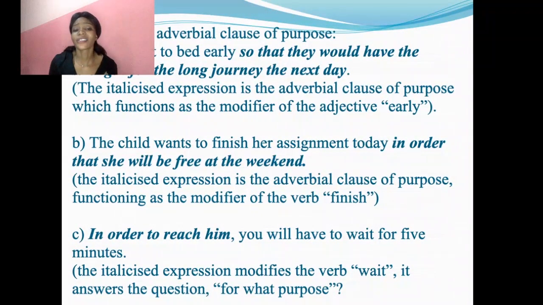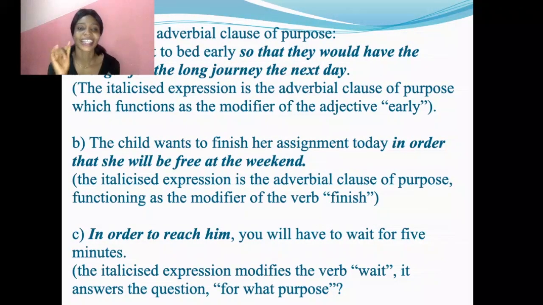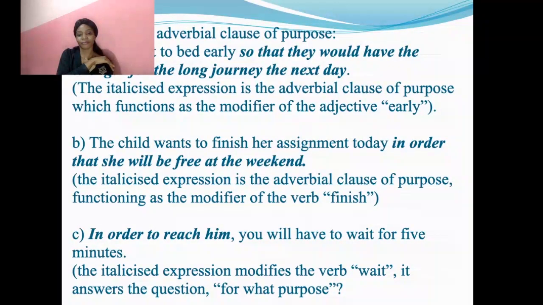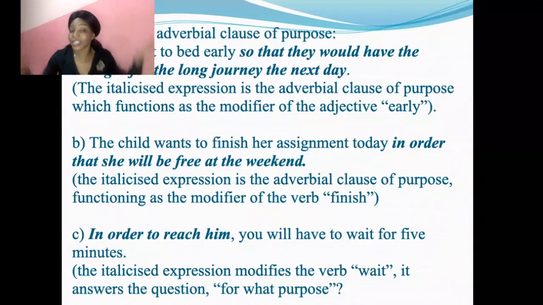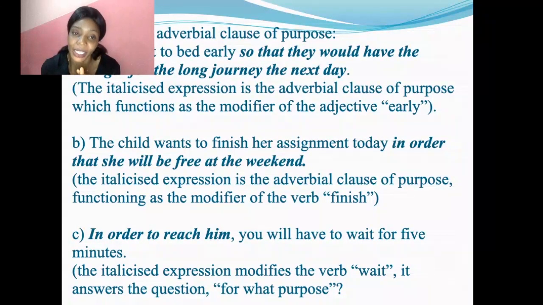Now, for purpose, let's look at some examples here. We have, "They went to bed early so that they would have the strength for the long journey the next day." That was why they went to bed early. Note, they've not embarked on the journey yet. It's something that they're about to do. It's something that would happen. It has not happened. That is the difference. Reason has happened already, while purpose is yet to happen.